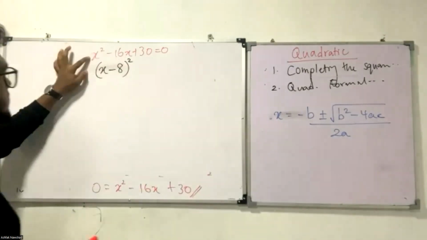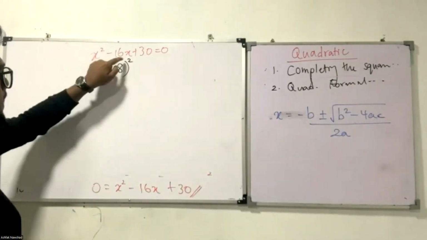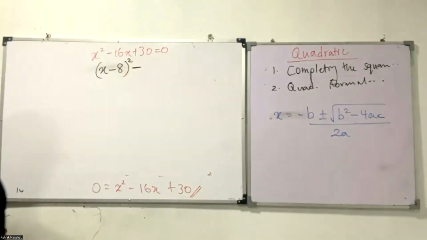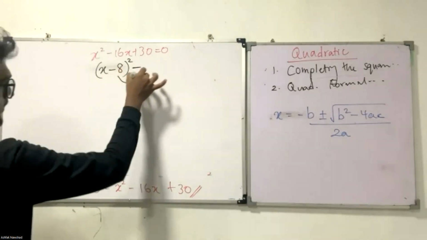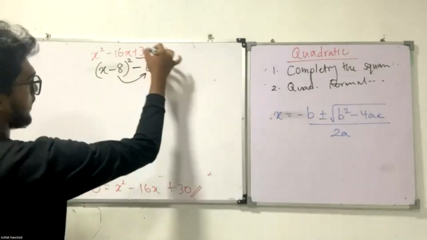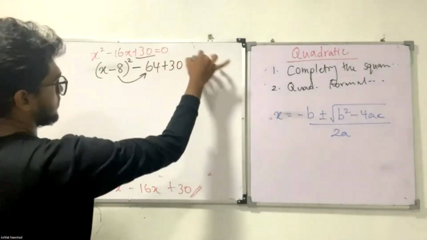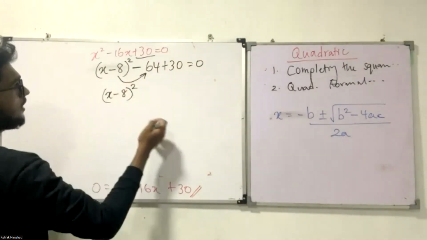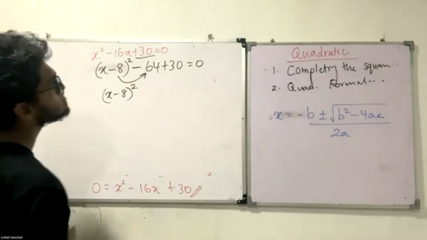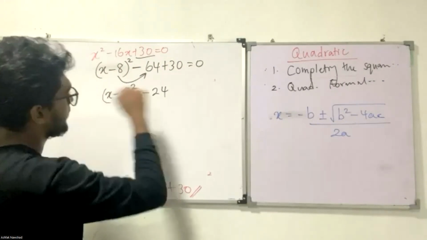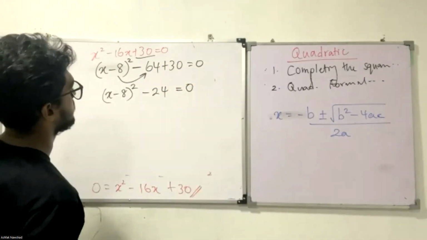Rule of completing the square: I'm going to decrease the power and then take half of it. This sign is going to be minus always, and the square of 8. The square of 8 is 64. I'll write the rest. See, x minus 8 squared. Let's simplify this. We'll end up with minus 24. Minus 24 equals 0.